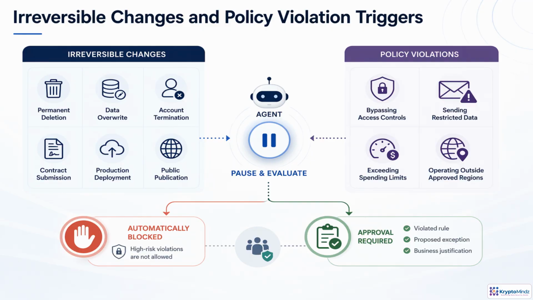Before an agent takes an action that cannot be easily undone, it should pause and evaluate risk. Deleting data, overwriting records, terminating accounts, submitting contracts, deploying to production, or publishing publicly all change the state of the business. The same pause applies when policy may be breached, such as bypassing access controls, sending restricted data, exceeding spend limits, or operating in unapproved regions. The policy engine should allow safe actions, route exception cases for approval, and automatically block non-overridable violations. Approval requests must name the rule, the proposed exception, and the business justification.